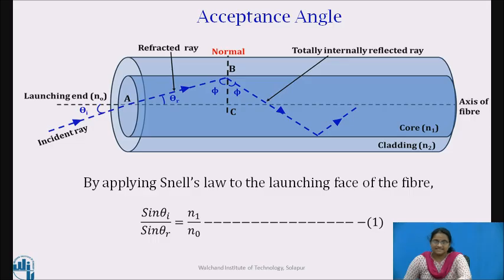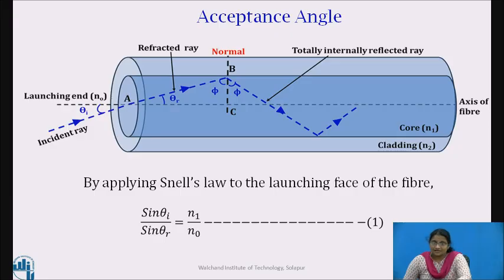Let us now apply Snell's law to the launching phase of the fiber. We get the equation sin theta I divided by sin theta r is equal to N1 upon N0. Now here we have to find the acceptance angle, that is, the maximum angle through which the light will be accepted by the fiber. So students, if we increase theta I, then what will happen?